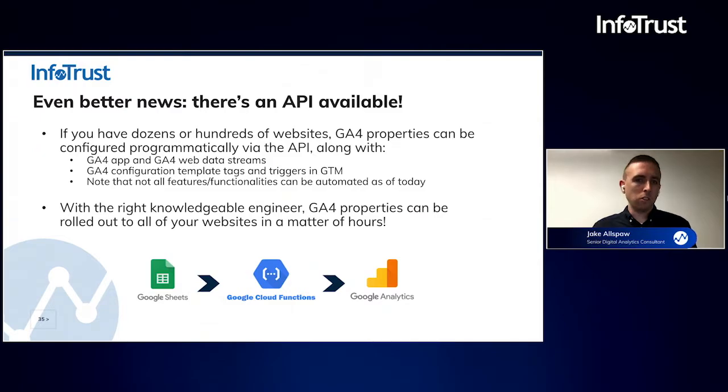With the right team of engineers, GA4 properties and tags could be rolled out in a matter of hours or just a few days. We had one partner who was able to do this across 600 sites in various markets in just a couple of days. So a ton is made possible with the API.